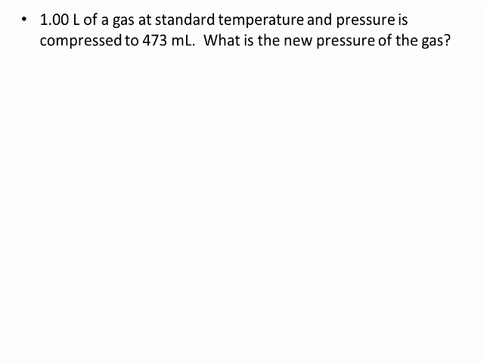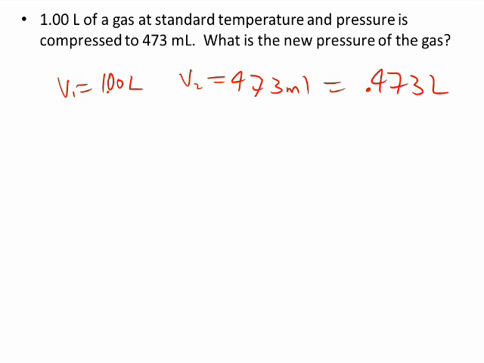Let's look at another example where we can use the combined gas law. If we have 1 liter of gas, just write this down. So that's volume 1 equals 1.00 liters at STP, compressed to 473 milliliters. So that's V2 equals 473 milliliters. But we cannot keep it in milliliters. We have to move it to liters. So that's 0.473 liters. What is the new pressure of the gas?